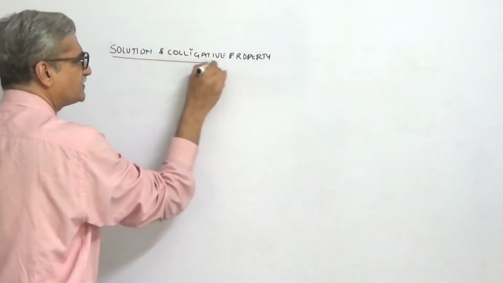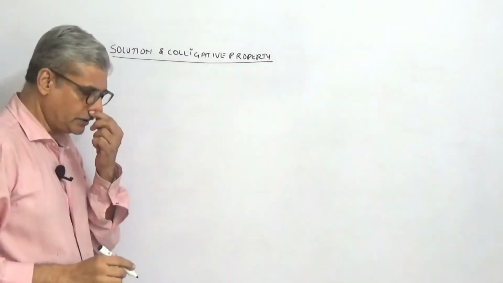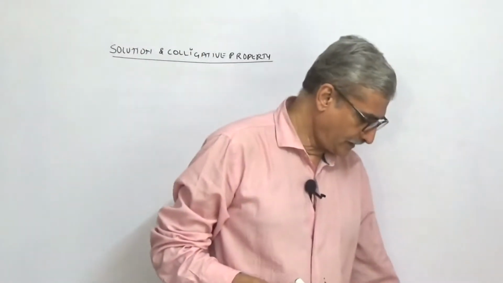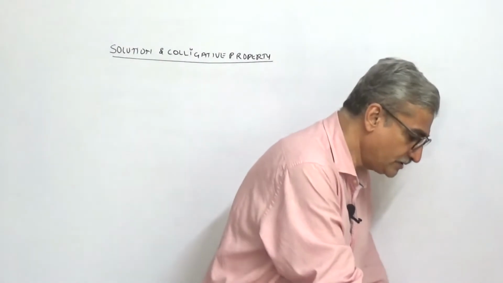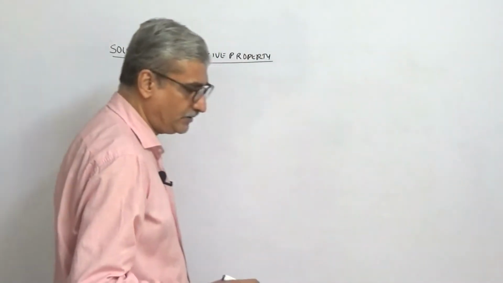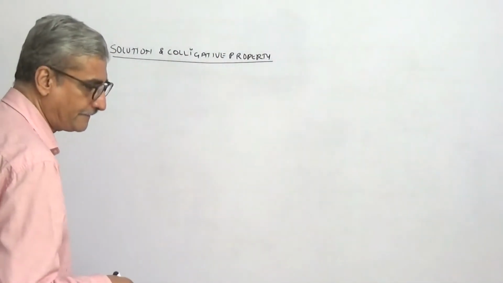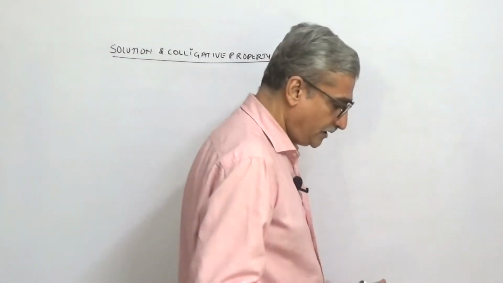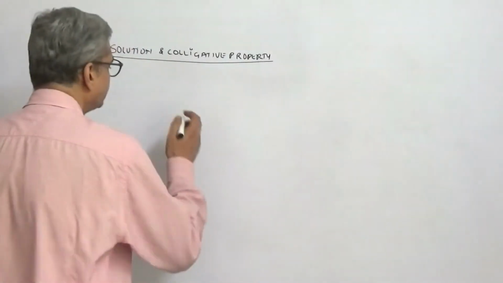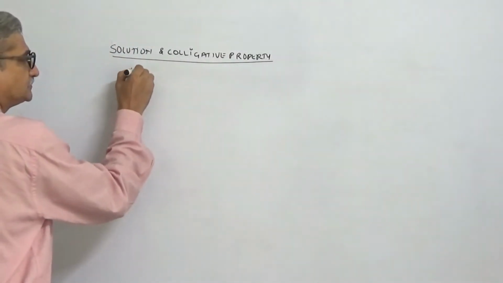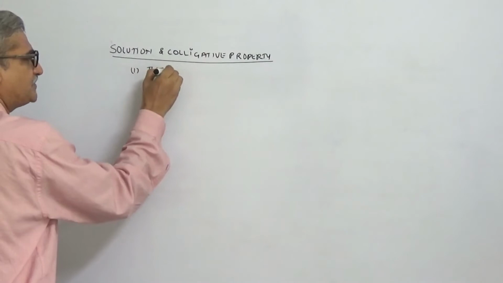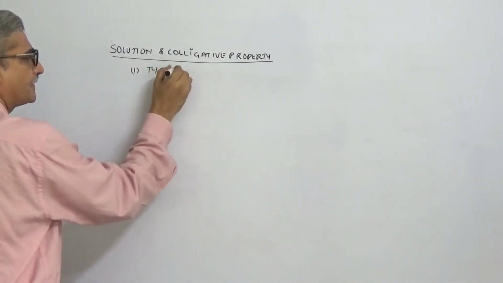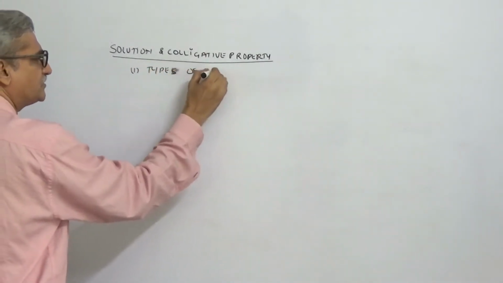So in this chapter of solution and colligative property, what are the topics which we are going to study? See, for Maharashtra board students it will be a revision of molarity and all that, because CBSE students get it in 12th. So first we are going to talk about types of solution.